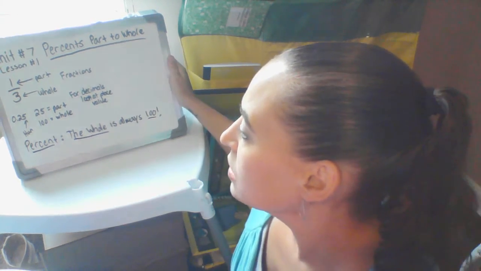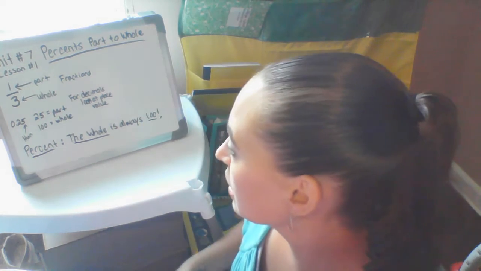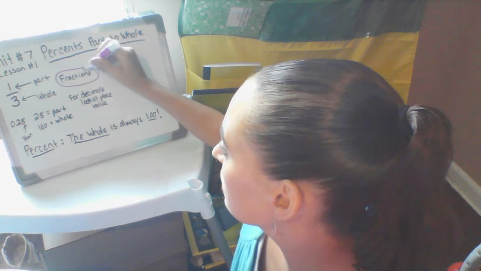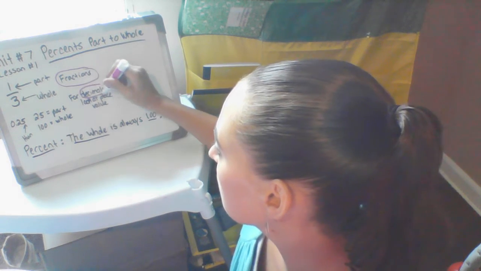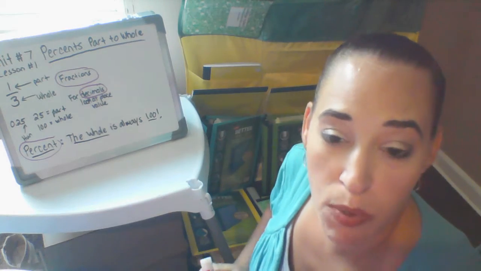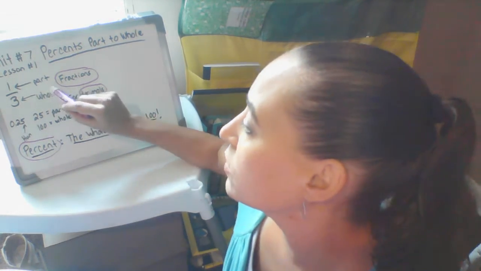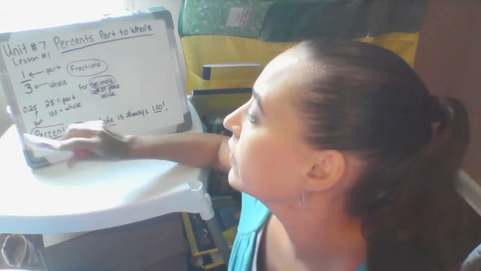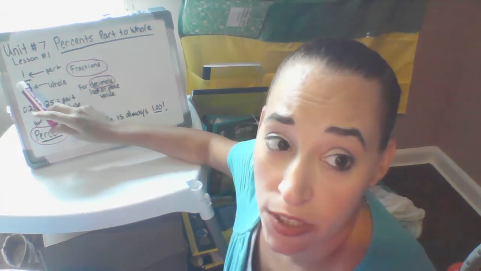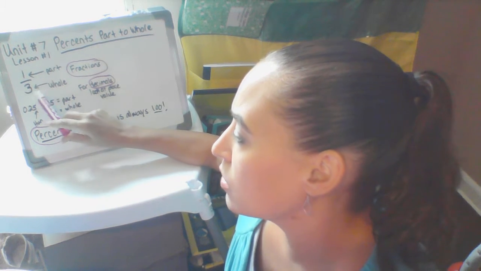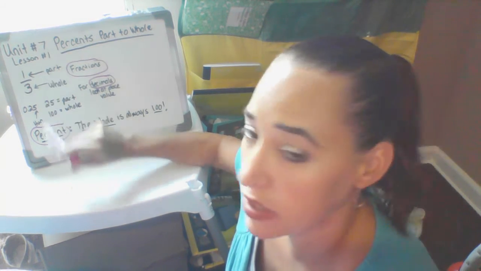Okay. So, we discussed fractions, decimals, and percents, and compare their parts to whole. So for a fraction, when you have 1 over 3, otherwise known as 1/3, the part is your numerator. So 1 is your part, and your denominator is your whole. So 3 would be your whole, and 1 is your part.